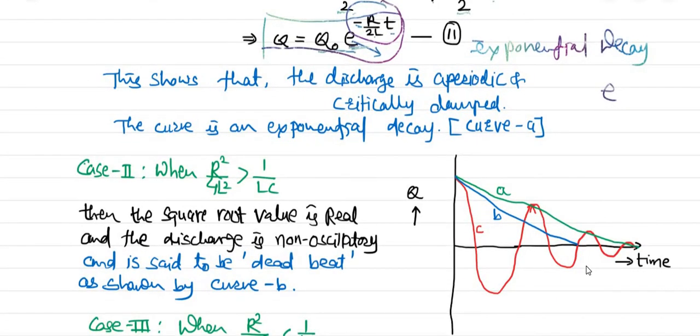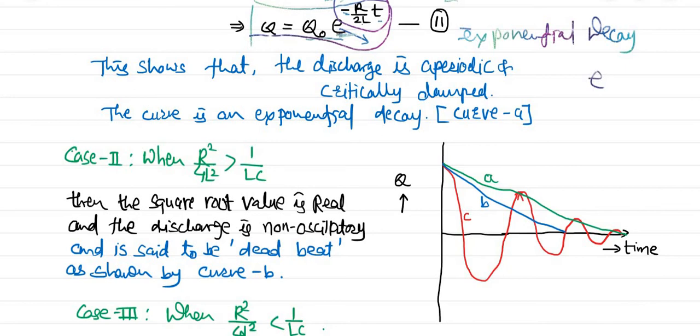Let us take the diagram. On the x-axis we have drawn the time, and on the y-axis we have drawn the charge Q. The first curve A, which is shown by this green color, is an exponential decay. You can see it starts from the maximum value, and slowly it is going to decay to this value.